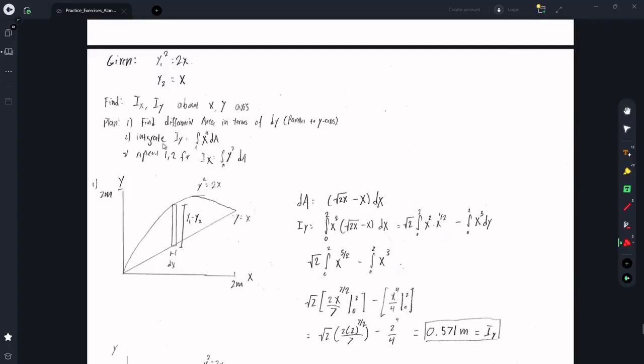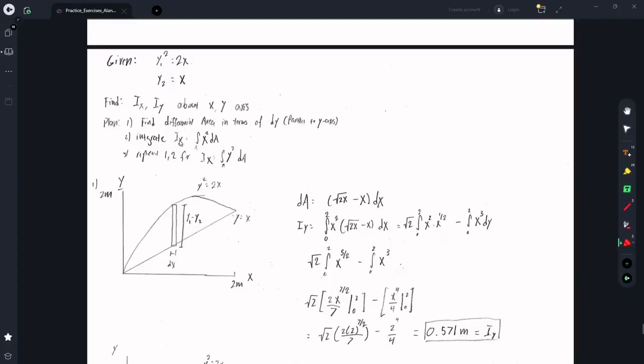So our plan to find this is to find a differential area. Basically, to solve these problems without having to use the parallel axis theorem, you want to find a differential area that is parallel to the thing that you're trying to find. So if we want to find the moment of inertia about the y-axis, you want to use a differential area that's parallel to it.